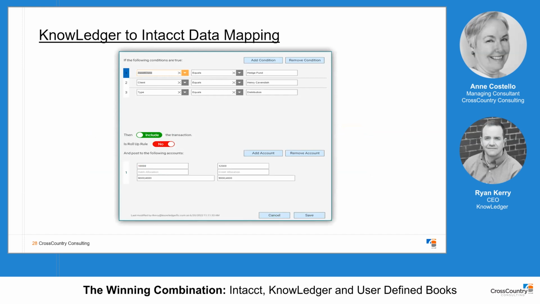Thank you, Anne. So this is a screenshot of KnowLedger and how the rules work. So at the top is the data coming from, in this example, Addepar. And then the bottom, it's showing the debit and credit that we define and then post over into Sage-Intacct.